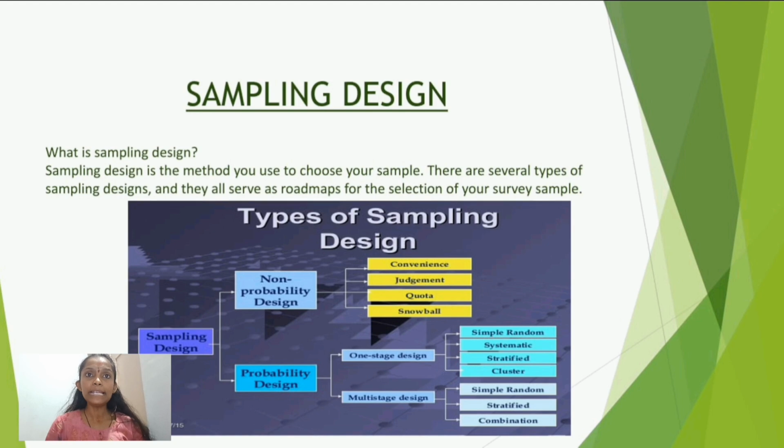When we look into cluster sampling, in cluster sampling, your population is divided into subgroups that have similar characteristics to the whole population. Instead of selecting individuals, you randomly select an entire subgroup for your sample.